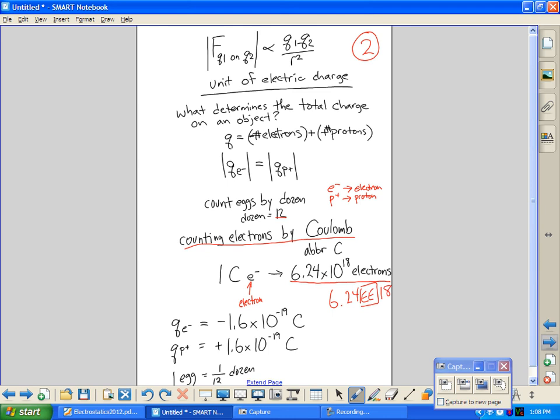If you have 1 electron, how much charge do you have? You have negative, unary negative, 1.6, EE, negative 19 coulombs.